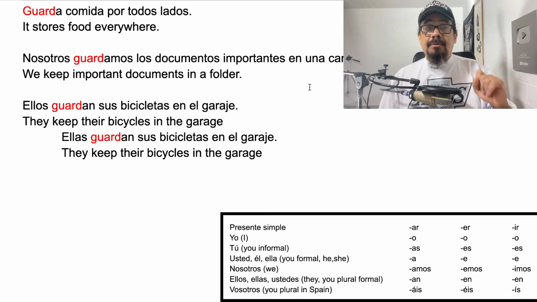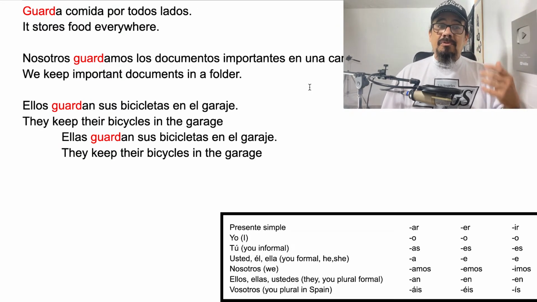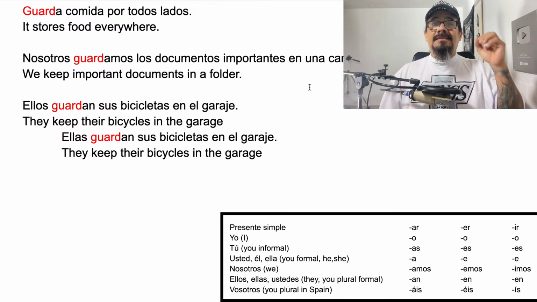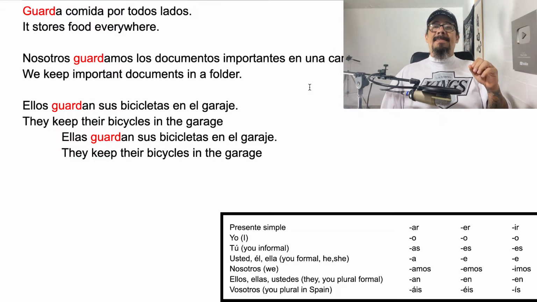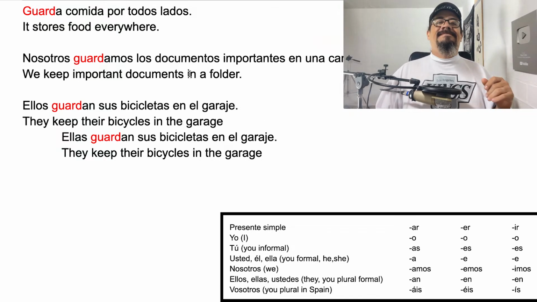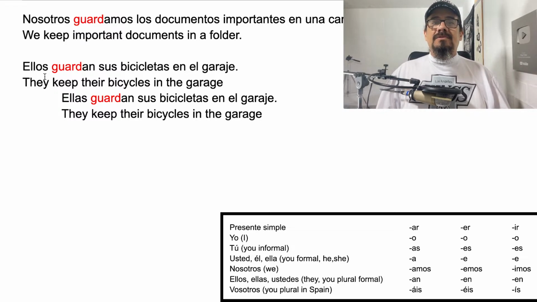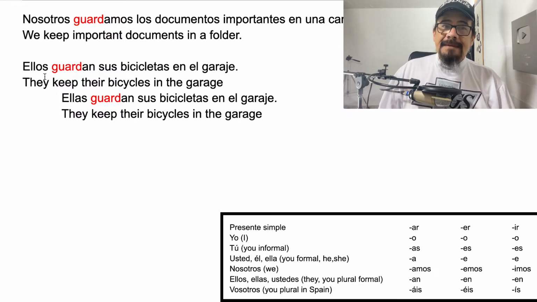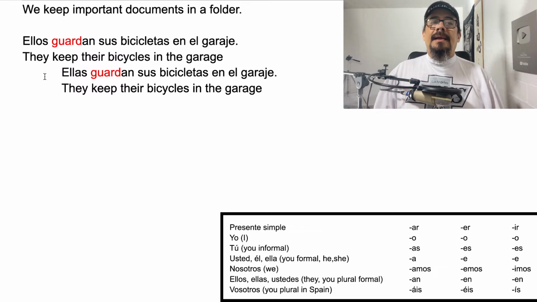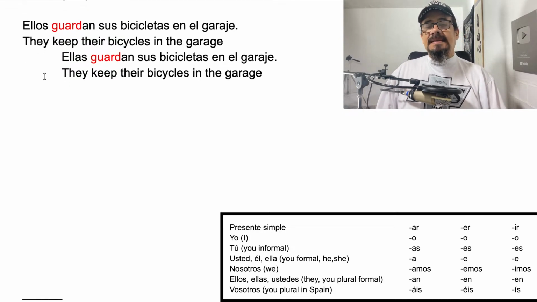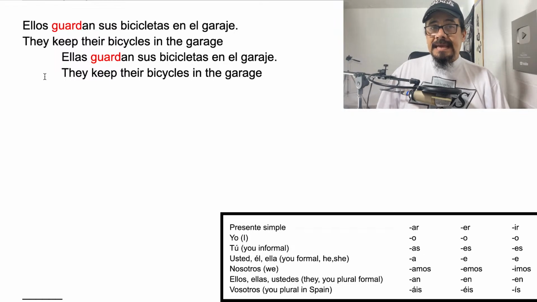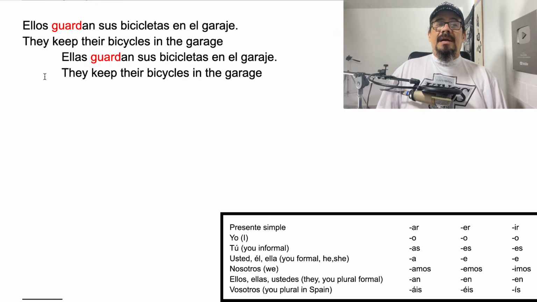Guarda comida por todos lados. It stores food everywhere. That one, guarda comida por todos lados, can be used as imperative too. Interesting. Nosotros guardamos los documentos importantes en una carpeta. We keep important documents in a folder. And ellos guardan sus bicicletas en el garaje. Male, they keep their bicycles in a garage. Ellas guardan sus bicicletas en el garaje. They keep, female, their bicycles in the garage.